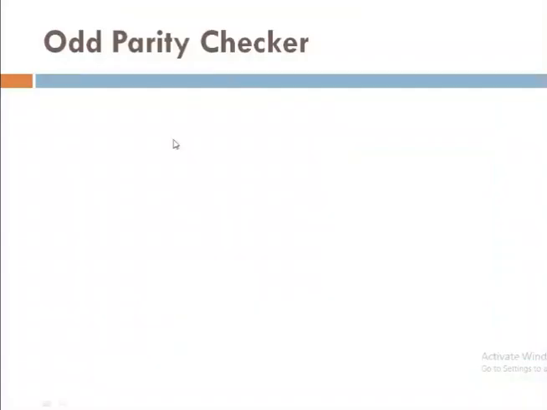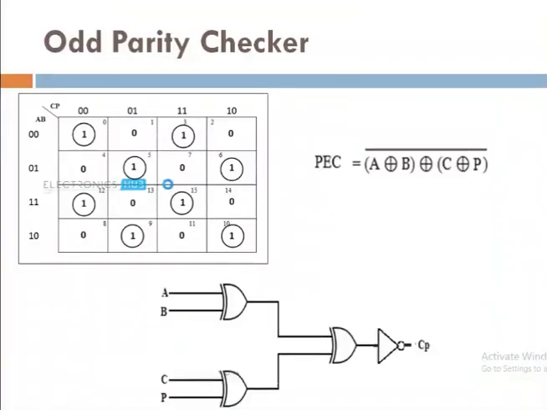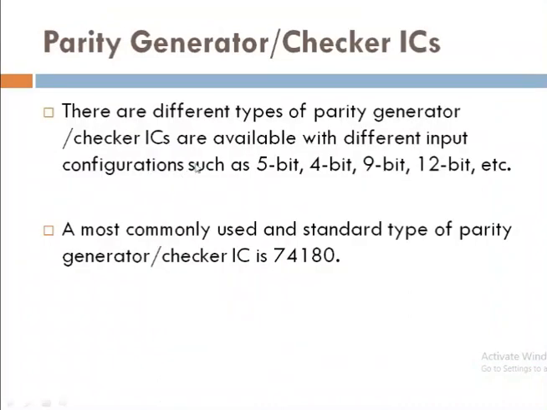Okay, so these are the ICs. There are different ICs available in the market for parity generator and checker purposes. It may be a 4-bit, 5-bit, 9-bit, or 12-bit checker. Most commonly, we implement both things by using normal basic gates, that is XOR gates, and we also implement the same assignments by using the 74180 IC.